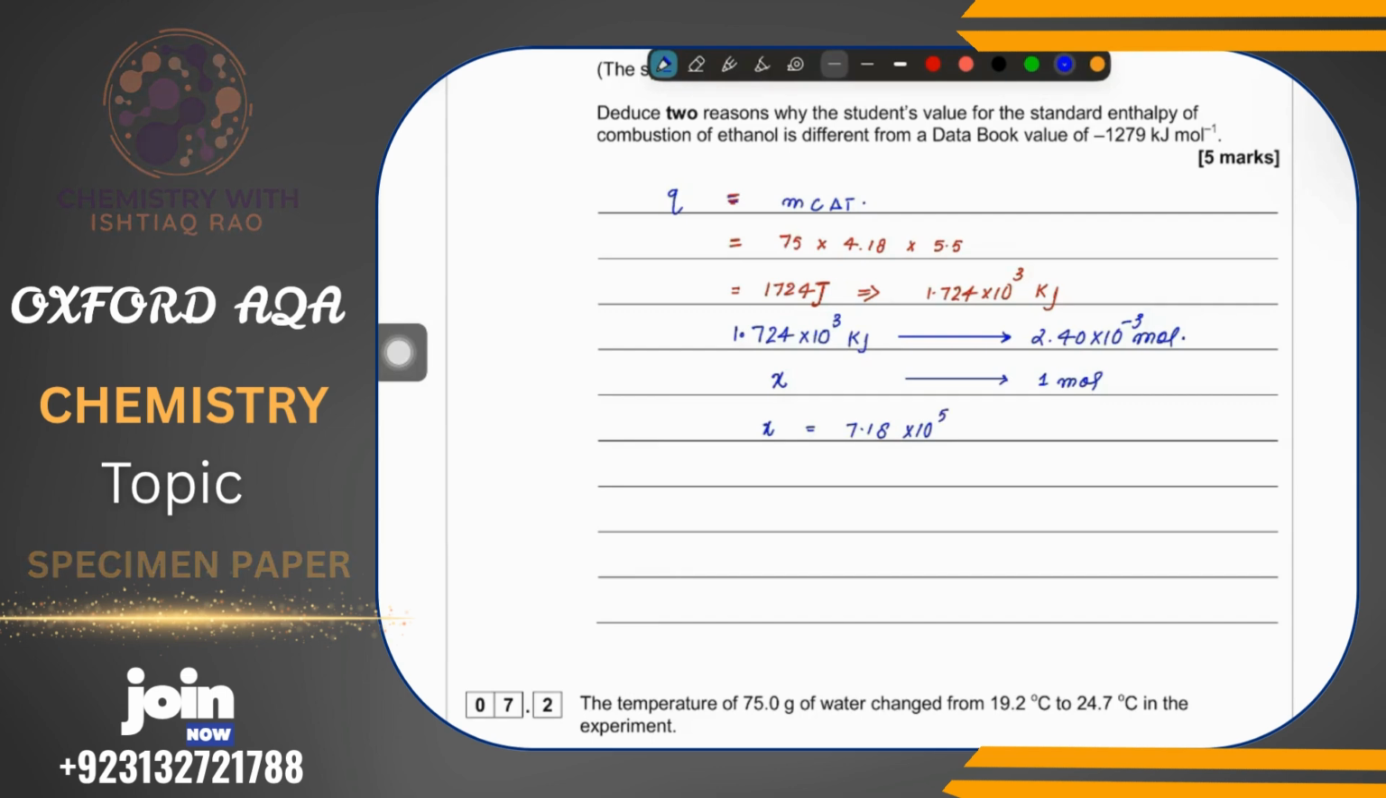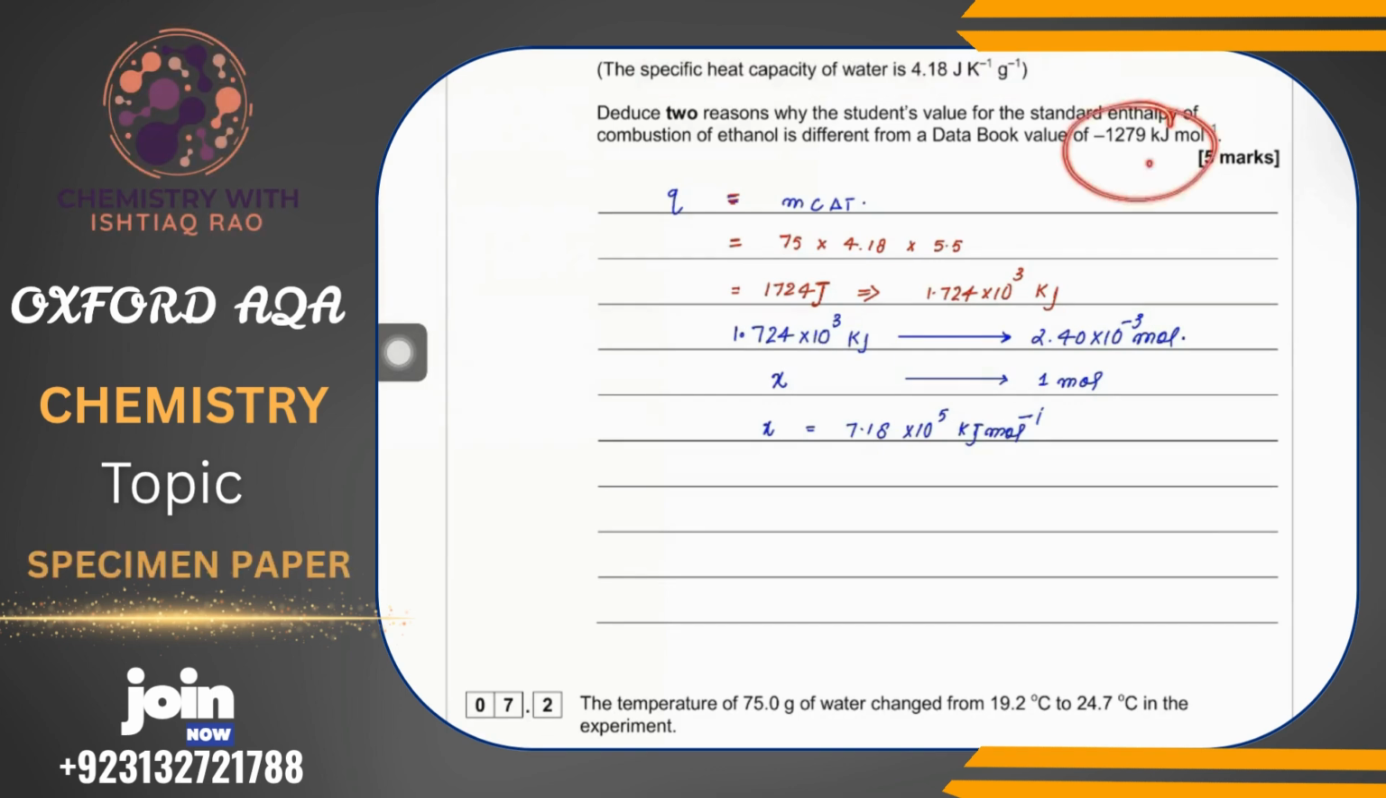Kilojoules. So now you can see the values are different. This is different from this one. Why is there a difference between the calculated value and the expected value? The value I have seen in the booklet is the true value, and when I calculated, my value is different from that. So what are the possible reasons that I am getting a different enthalpy change as a result of this experiment?